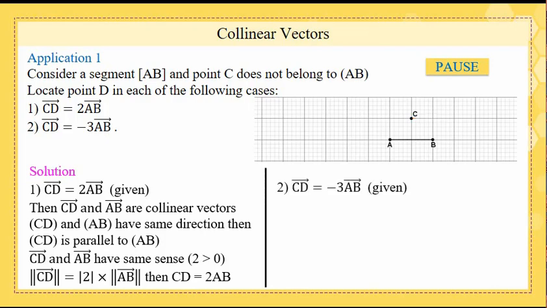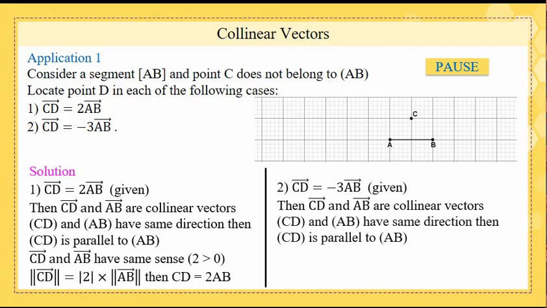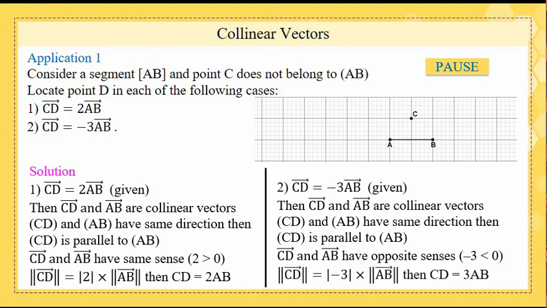Part 2. Pay attention that CD vector and AB vector are collinear vectors. They are on parallel lines and they have opposite senses. Since minus 3 is a negative number, the magnitude of CD vector will be the absolute value of minus 3 multiplied by the magnitude of AB vector.